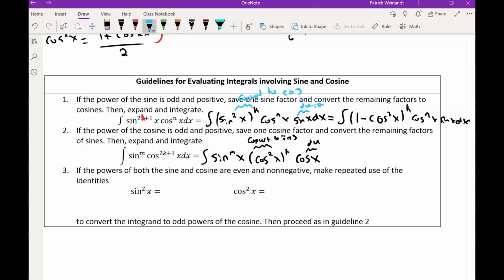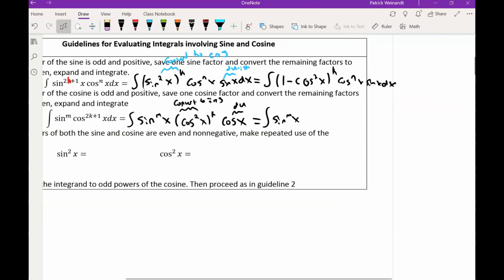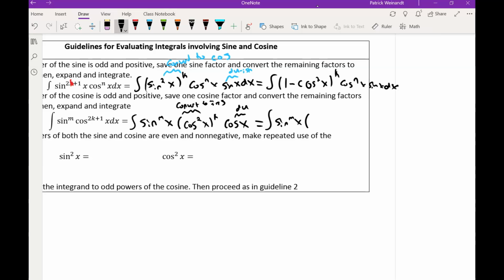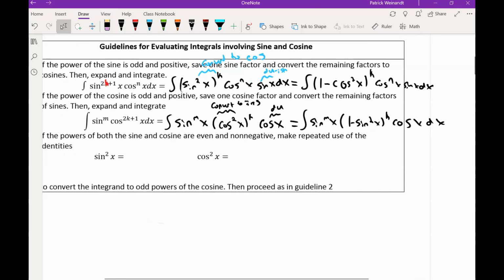Okay. And then, when we're down here in guideline 2, these cosines, we want them as sines, so apply a Pythagorean identity. This is the same as the integral of sine to the m of x, whatever power that is, times that Pythagorean identity tells me cosine squared of x is the same as 1 minus sine squared of x to the k, and then times cosine of x dx. Then we can apply the power rule and integrate there.